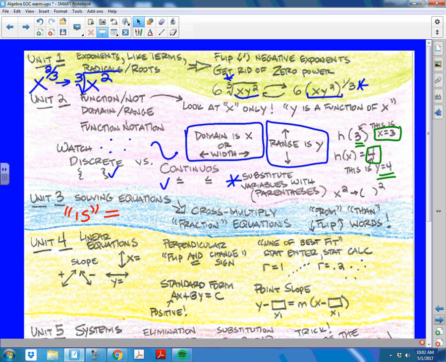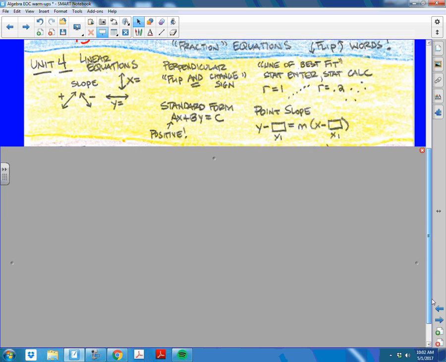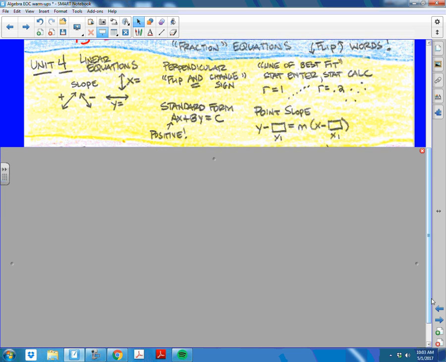Unit 4, our favorite of all units. Linear equations. Remember, slope is positive if it's increasing, it's negative if it's decreasing. If it is vertical, it is written in x equal terms. If it is horizontal, it is written in y equals terms.